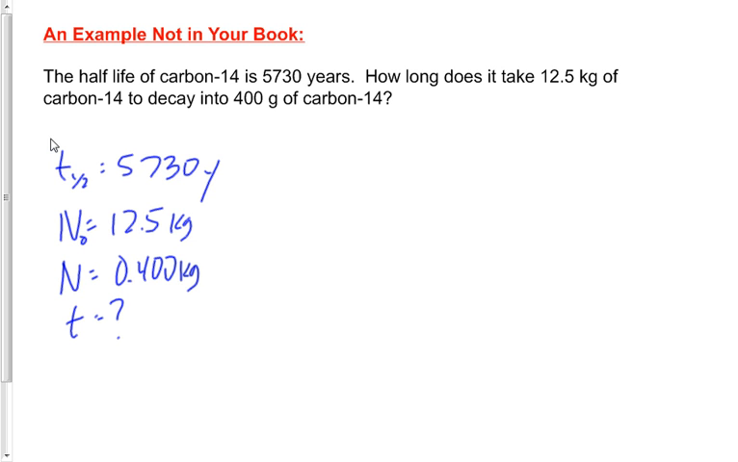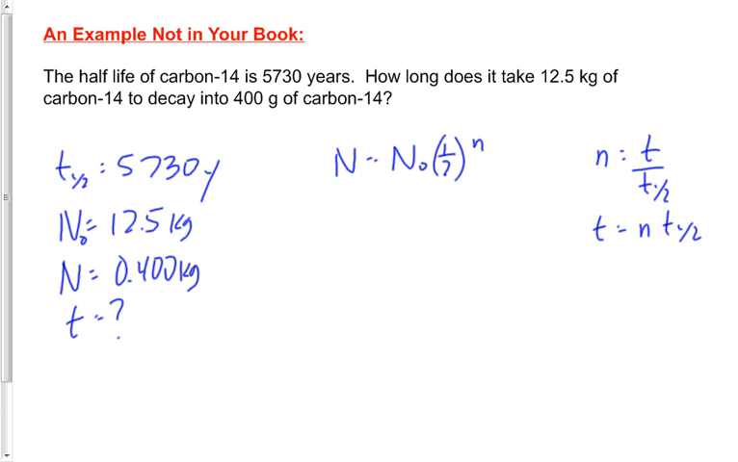All right, so let's say N is equal to N sub 0, 1/2 to the little n. Now, that's not the equation with a little t in it. So in the end, once we get that n, we're going to have to go back to this equation, t over t1/2, and just simply rearrange it for t, right? So let's get n, and then let's multiply it by the half-life of 5,730 years, and then we're good to go. We're done. Okay, let's get n. How do I rearrange that to solve for n?